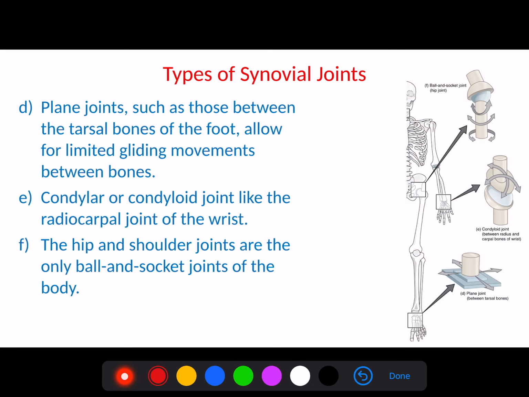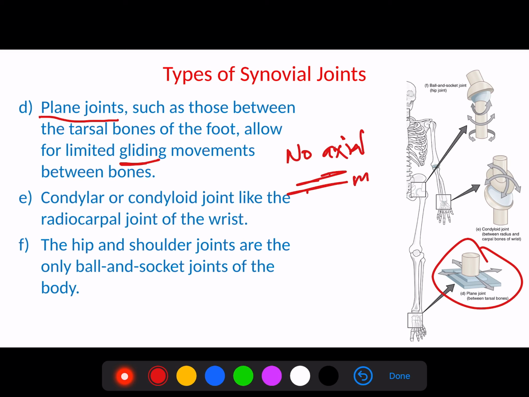Then there are the plane joints. Here we have flat surfaces between the bones, and technically the bones are gliding or sliding along each other. So here there is no axis or no axial movement. They are just gliding. Okay.